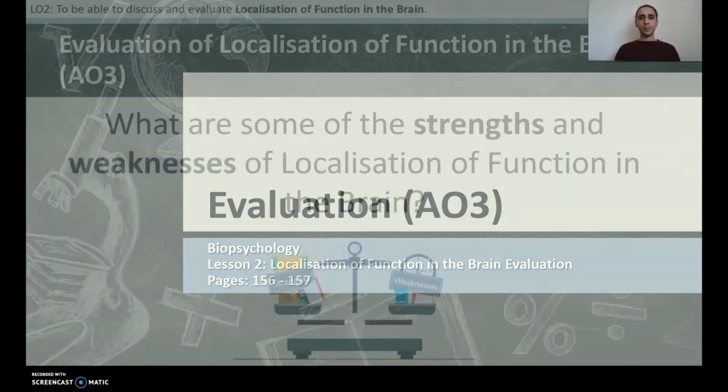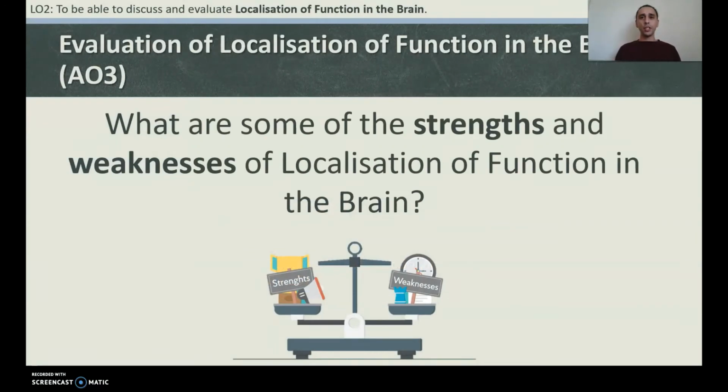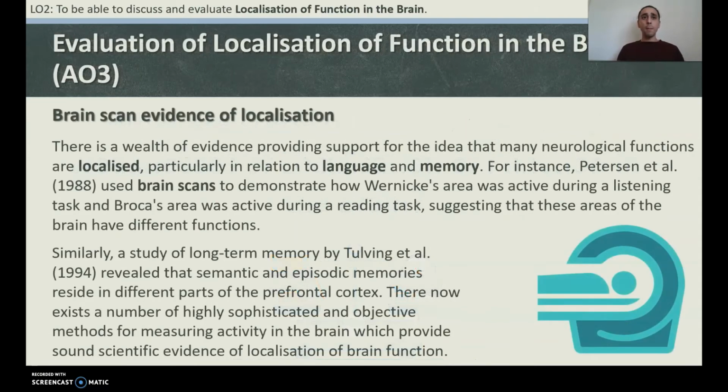Evaluation AO3. What are some of the strengths and weaknesses of localization of function in the brain? What are some of the strengths? What are some of the weaknesses with this theory? Brain scan evidence of localization.